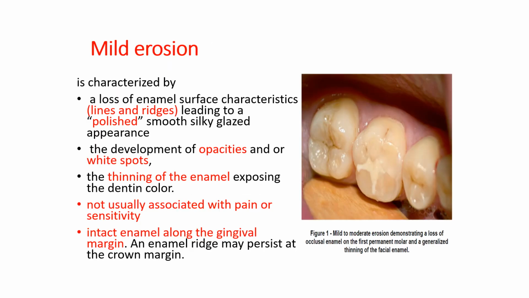Clinical signs and symptoms. So this is classified as mild, moderate, and advanced lesions. So what is the mild lesion? It is characterized by the loss of enamel surface, like there are lines and ridges, leading to a polished, smooth, silky, glazed appearance. And again, there will be thin enamel remaining around the gingival margin. Opacities can develop, white spots, thinning of the enamel, and it is not usually associated with pain or sensitivity. The mild form is not usually associated with pain or sensitivity, and there is intact enamel along the gingival margin.